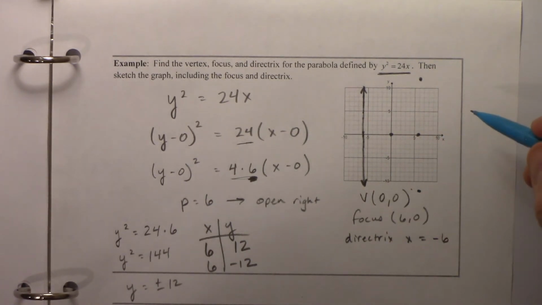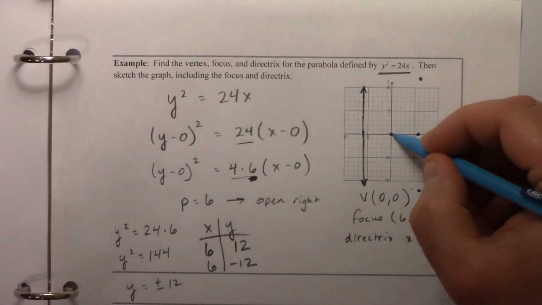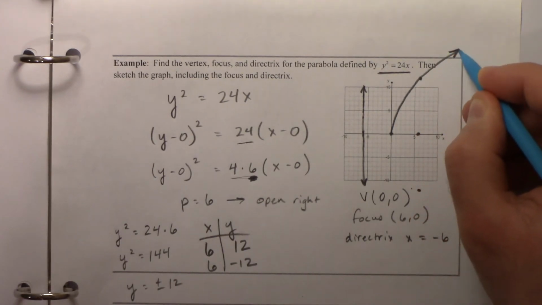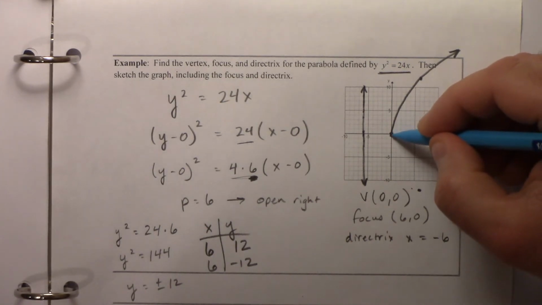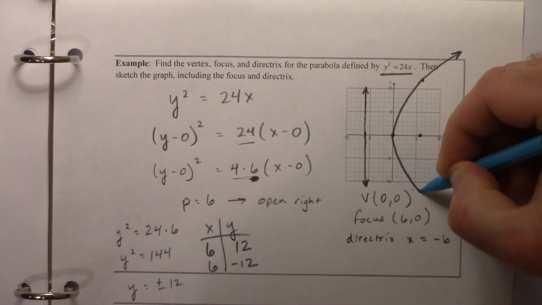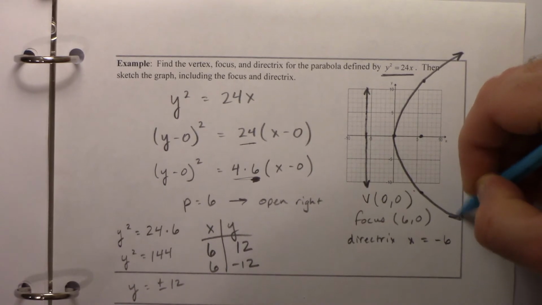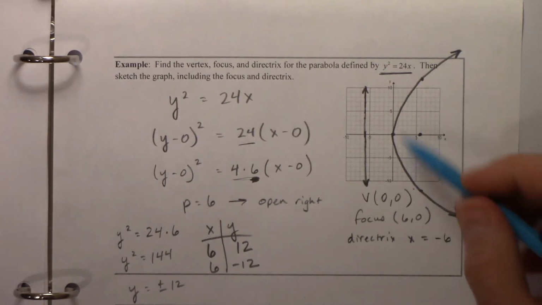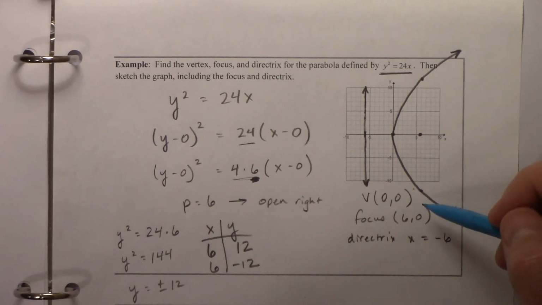At this point, we have plenty to draw this in. We're going to go up and curve over. Remember, this thing is opening to the right. We're going to swing down and continue curving down and to the right. And so now we've got our parabola sketched in nicely.